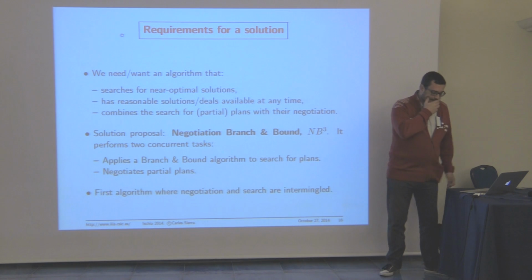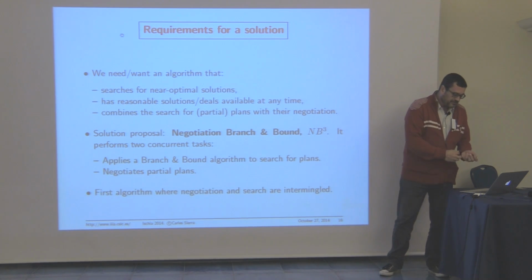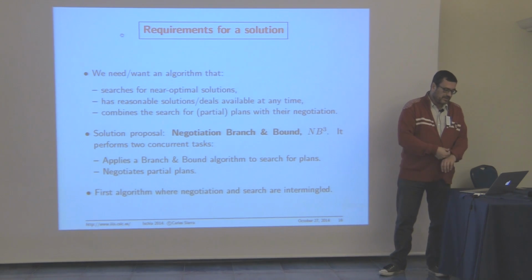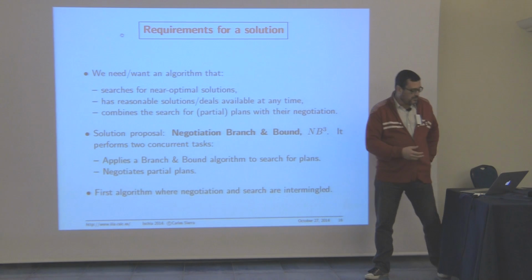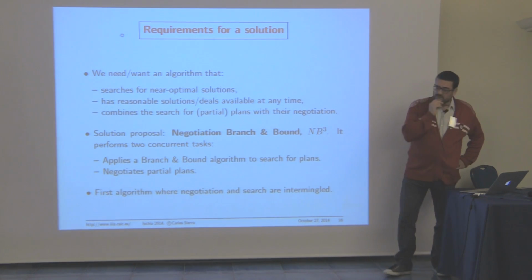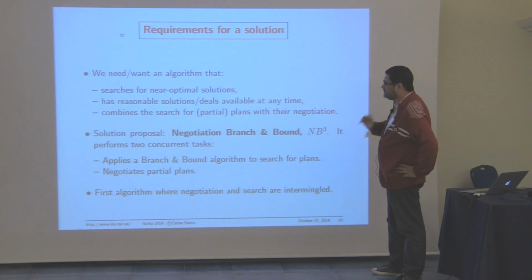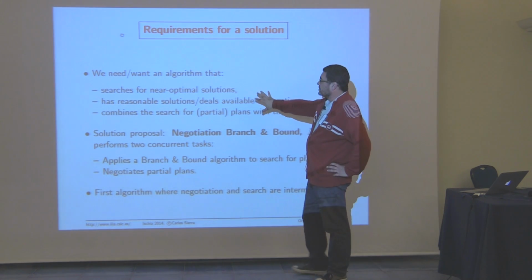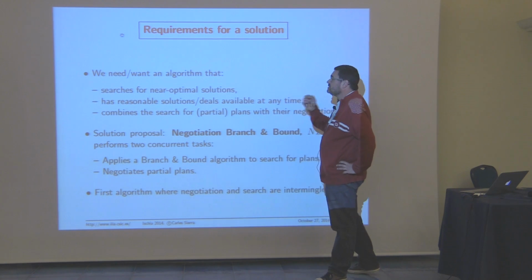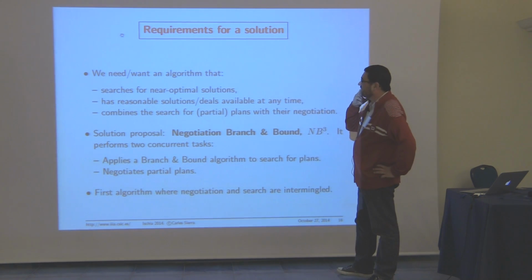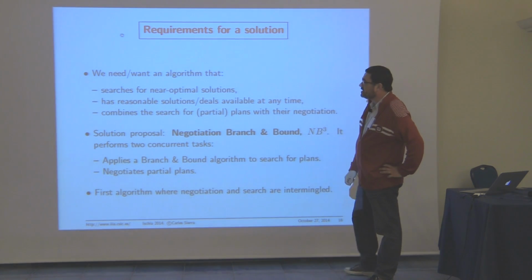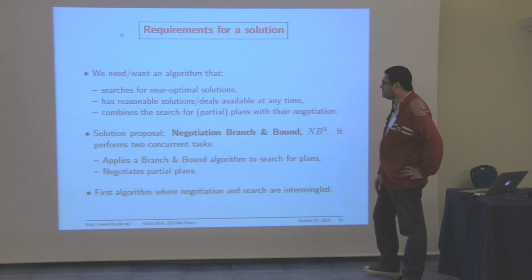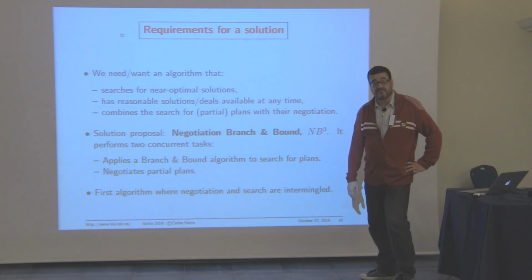What we propose, and I will not go into the details of this, is something I made a proposal for with a PhD student like you. We call it negotiation branch and bound. It was using basically branch and bound methods that had these properties. It searched for near optimal solutions, but not necessarily optimal. It was an anytime algorithm, so it had reasonable solutions at any time. And this is something in negotiation that is very important.